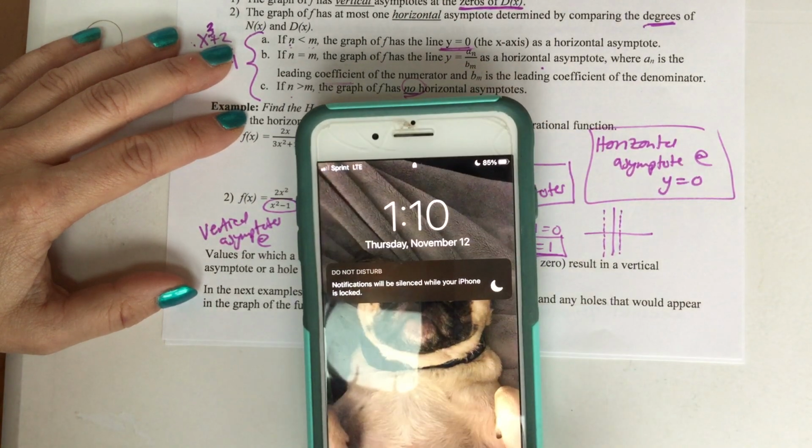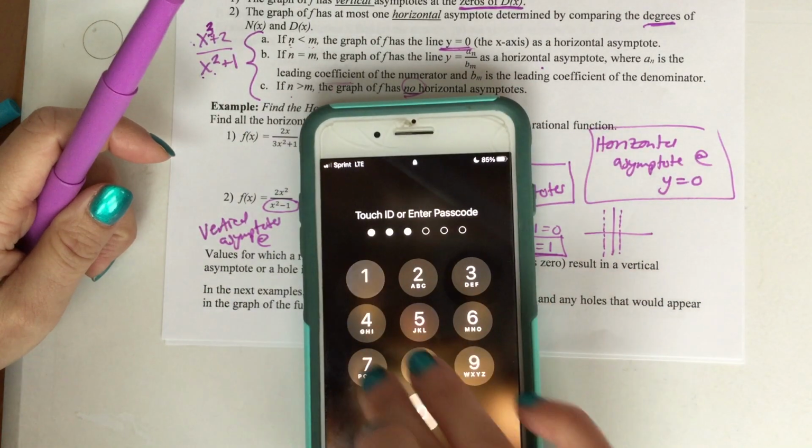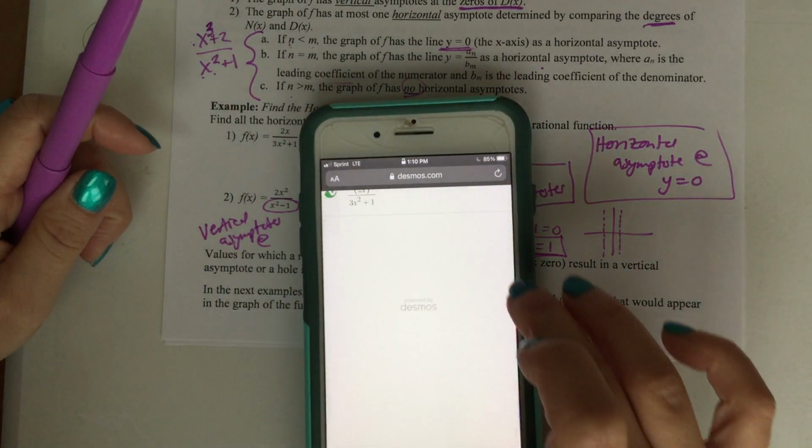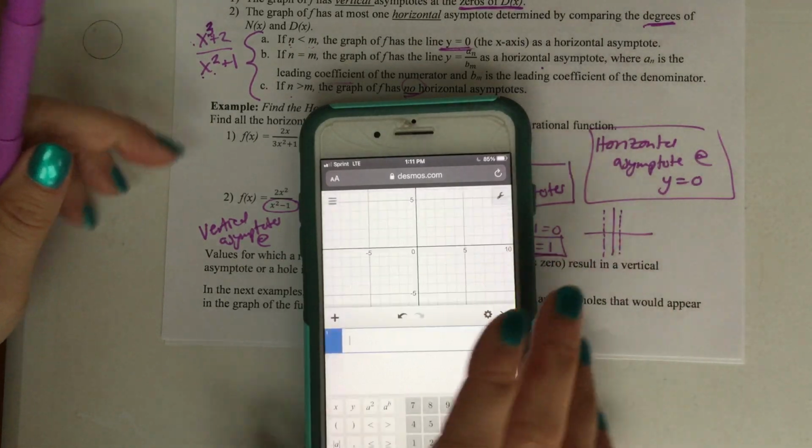So let's go ahead and graph. Peanut butter saying hi, guys. Okay, so if I go ahead and graph this, I'll graph this, and then if she's still barking, I'll go to a part 2.